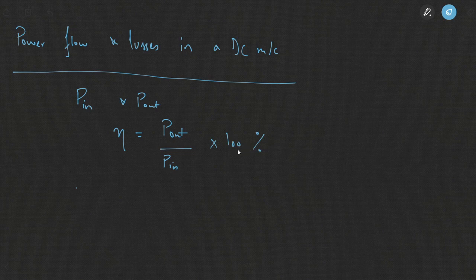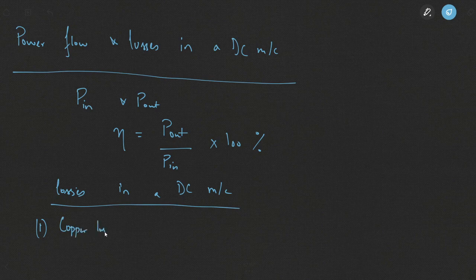Now, what are the different types of losses we see in a DC machine? So there are actually 5 losses. You have the copper loss, you have the brush loss, you have core loss, you have mechanical losses, and fifthly you have the stray losses.